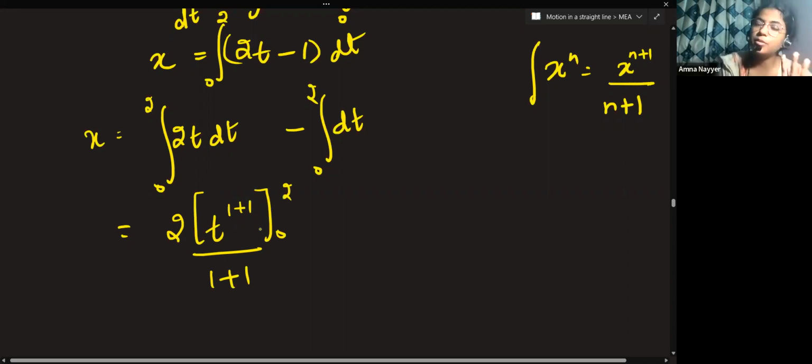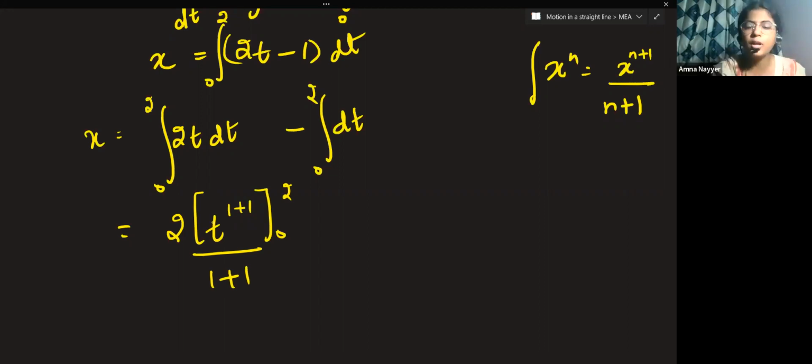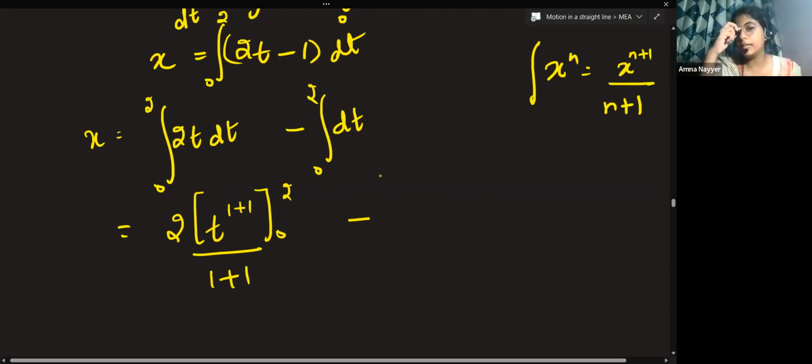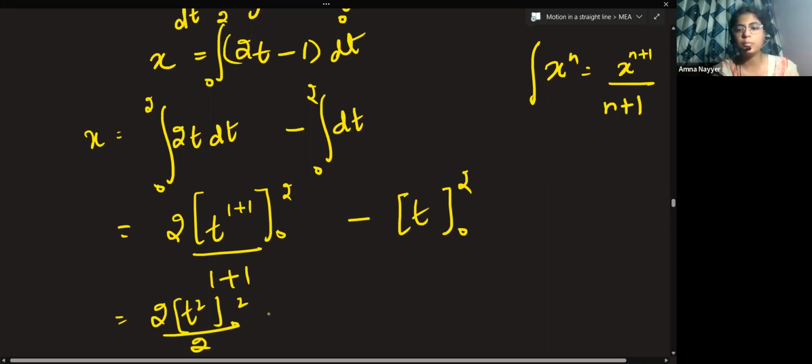At any step of integration, if you're not able to recall when we did this or how it happened, ask me again, because these kinds of questions will keep moving from displacement to velocity to acceleration. So keep on asking. The integral of dt will give you t, the total time. Limits 0 to 2. This becomes 2t square from 0 to 2 divided by 2, minus t. Let's put in the limits now.